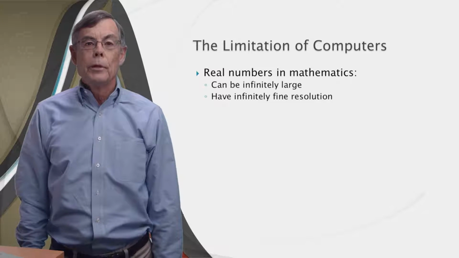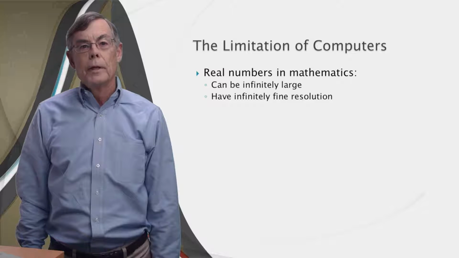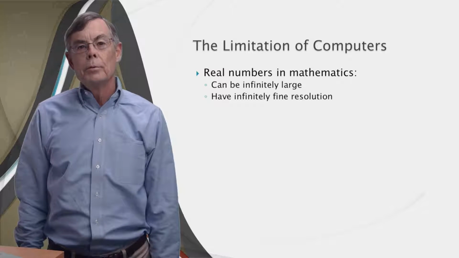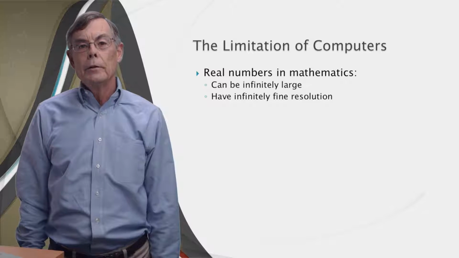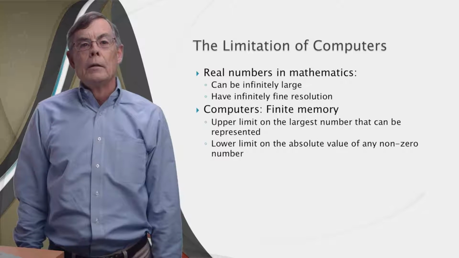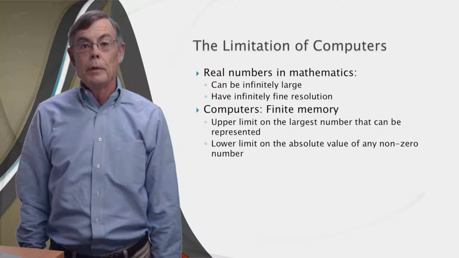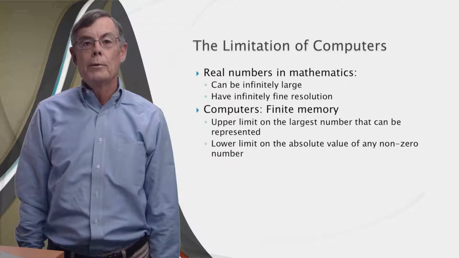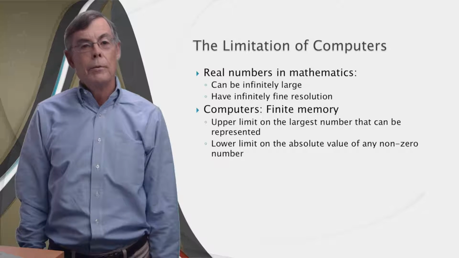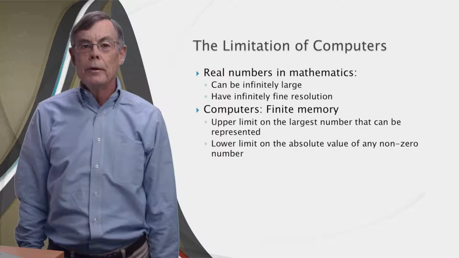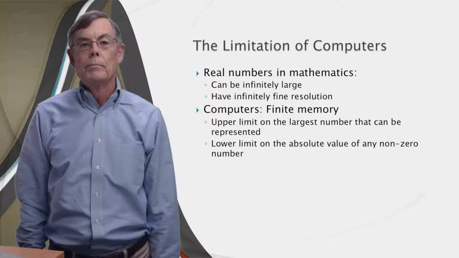In mathematics, real numbers can be infinitely large, and they have infinitely fine resolution, meaning that the difference between two different numbers can be infinitely small. On the other hand, computers have a finite amount of memory, so there must be a limit on how large a number represented in the memory can be, and there is. Also, there's a limit on how small the absolute value of a non-zero number can be.